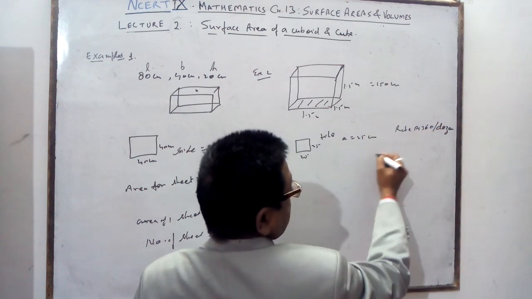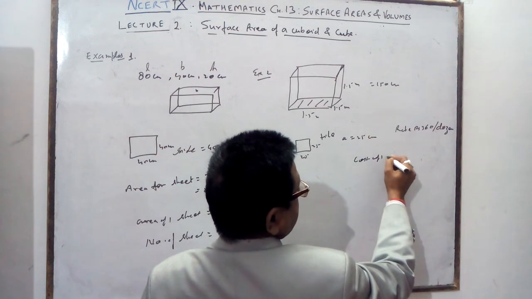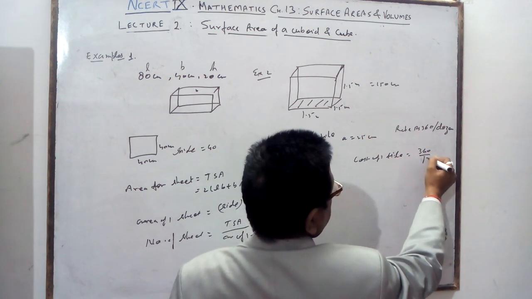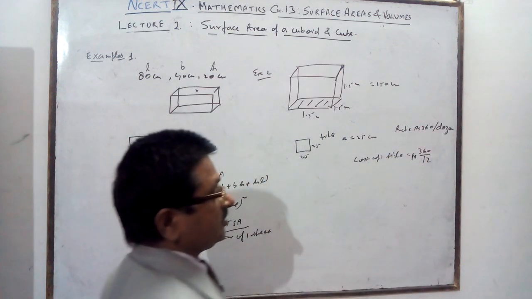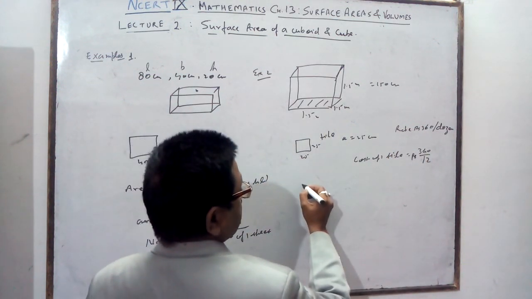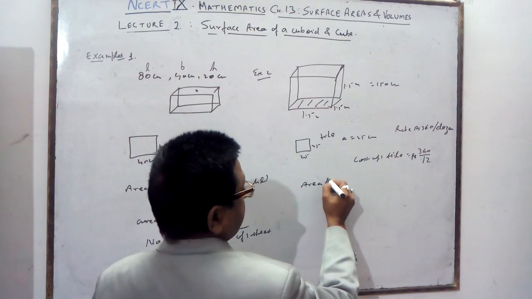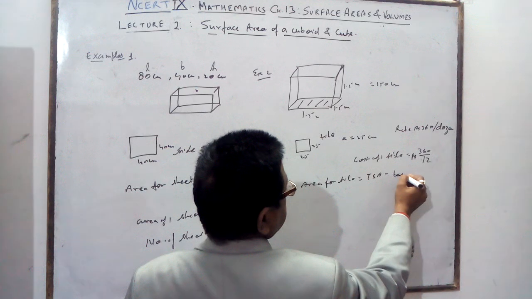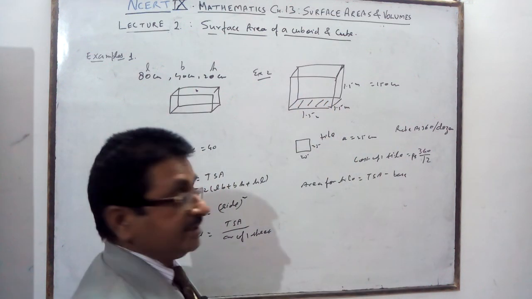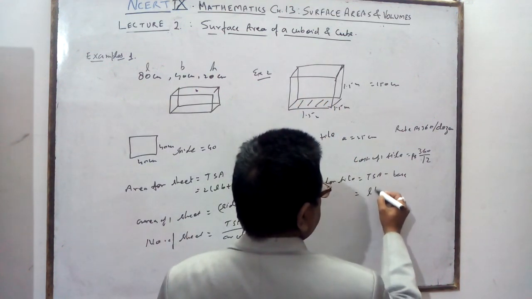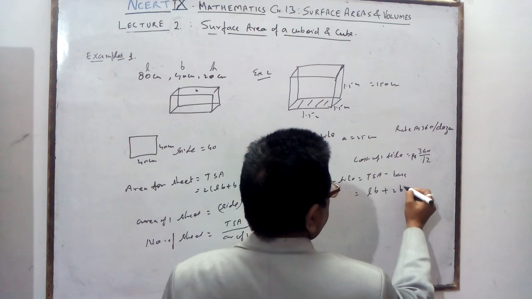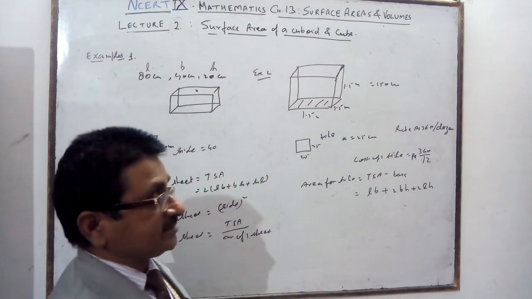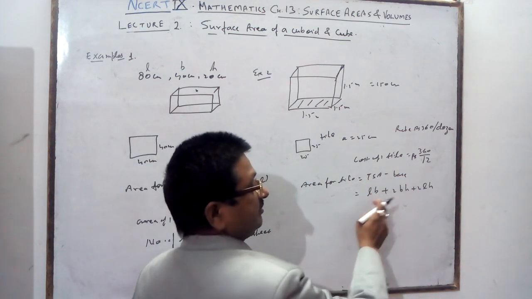It means the cost of one tile is equal to 360 upon 12 rupees. So area for tile is equal to TSA minus base. You don't want to put the tile on the base. So TSA minus base means LB plus 2BH plus 2LH. TSA means 2LB plus 2BH plus 2LH, and 2LB minus LB will be LB.